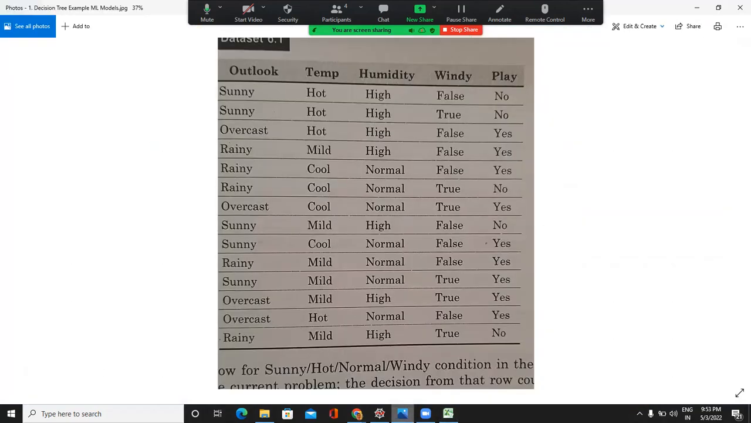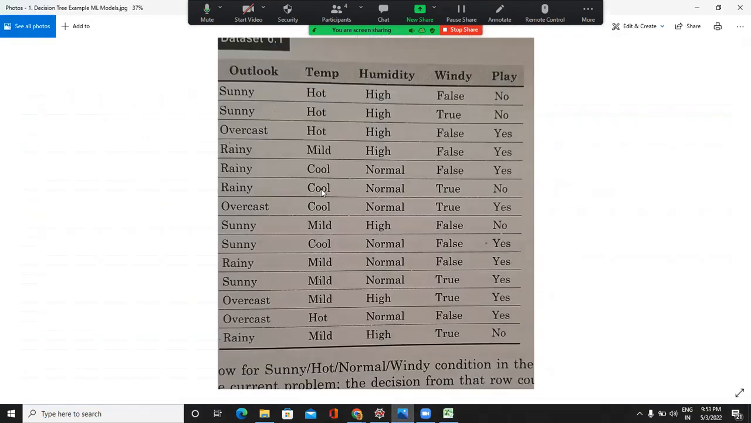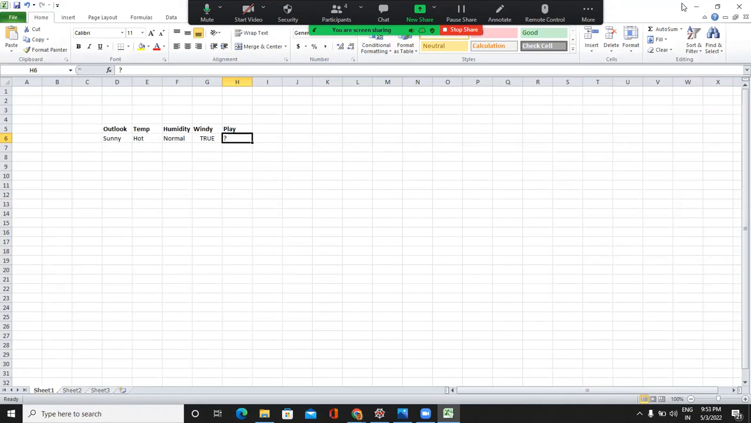So you can see, sunny, hot, normal, true is not there. Sunny, hot, normal, true is nowhere there. So we will try to prepare a decision tree based on this past data and try to answer this question. So what do we basically do?